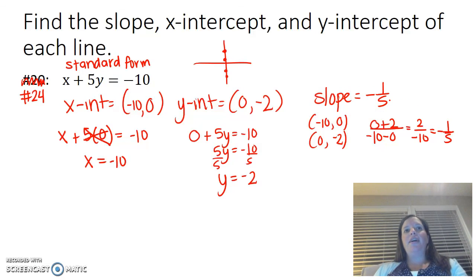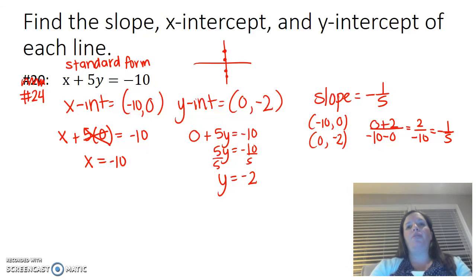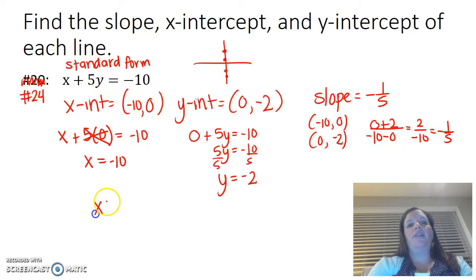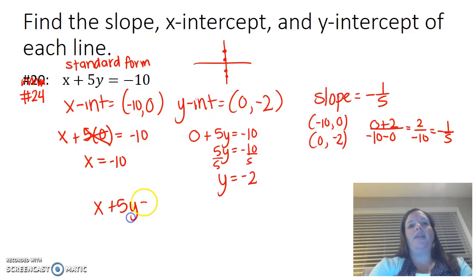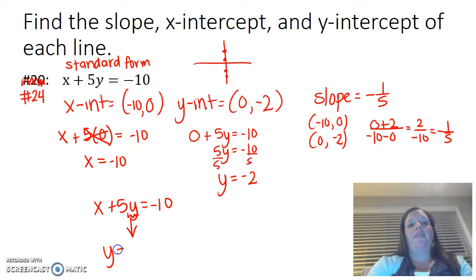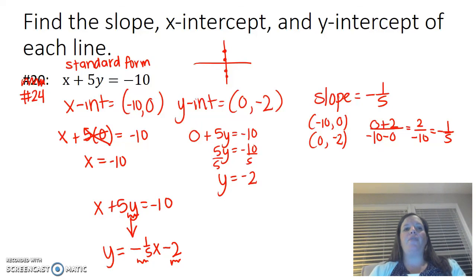How else could I find at least a couple of these values easily? I could take x plus 5y equals negative 10, and I could change it into slope-intercept form. Isolate the y value. That would be, if I think about it quickly, negative 1/5 x minus 2. And again, at least I'm able to get a couple of those values right off the bat.